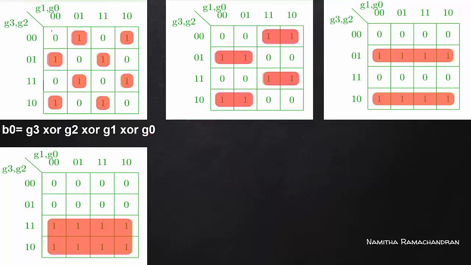If the first cell contains 1, next 0, then 1, next 0, if the pattern is like that, then this expression is not G3 XOR G2 XOR G1 XOR G0. If the cells start with 0, next 1, 0, 1, and so on, then we can directly write the simplified expression like this.